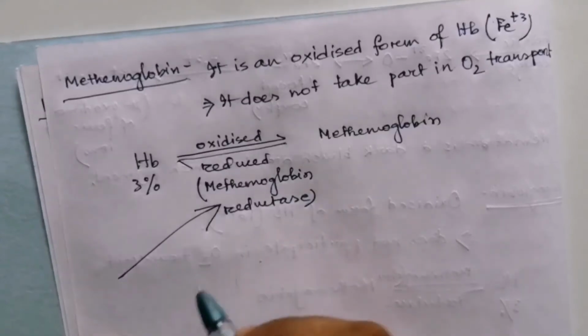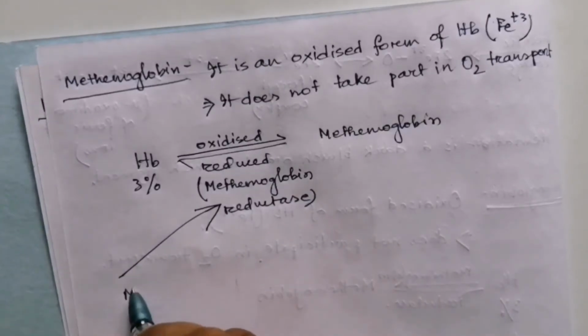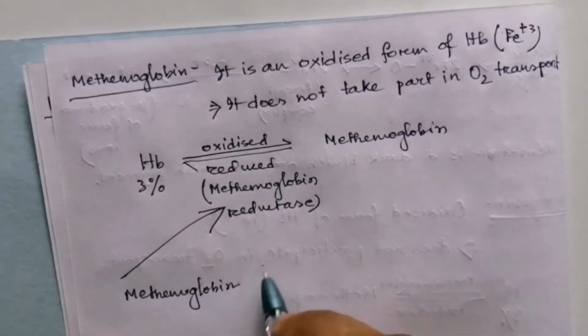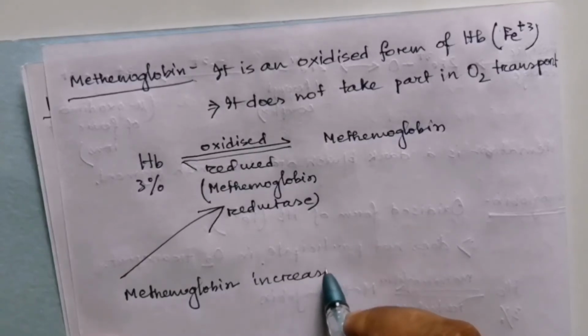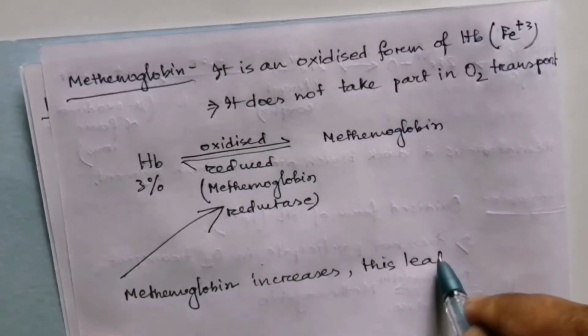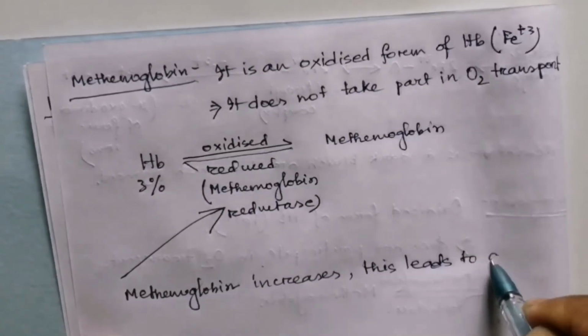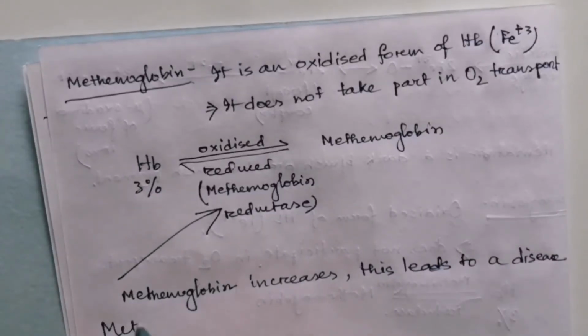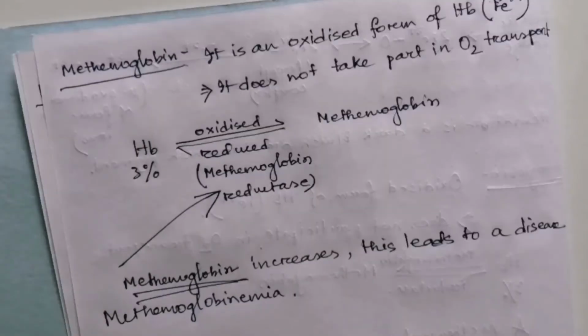However, in absence of this enzyme, if the concentration of methemoglobin increases, this leads to a disease, methemoglobinemia. This methemoglobin also plays an important role in preventing cyanide poisoning.